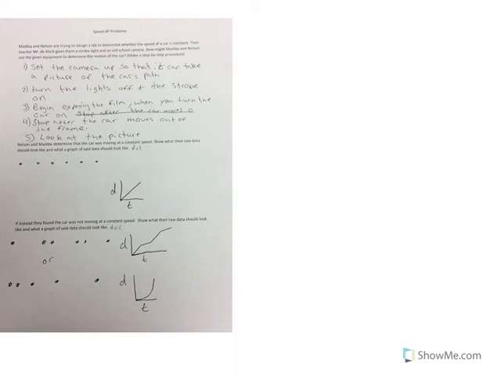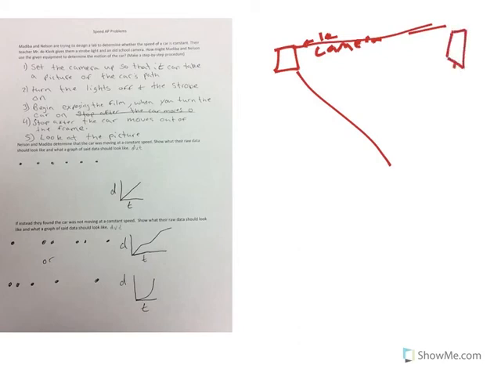So since we don't have to worry about what the exact speed is, we can just basically use those dots to determine whether or not it's going at a constant speed. The way we would set this up is you would have your camera positioned in such a way that you could see the entire course of the car as the car goes across. The lines represent the view of the camera.